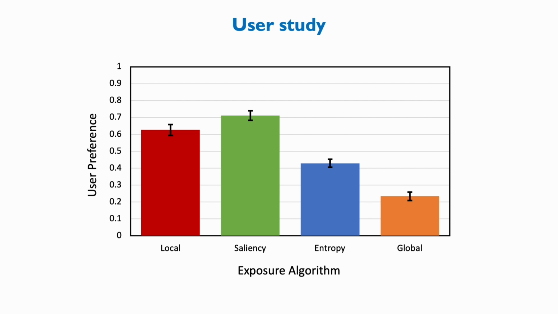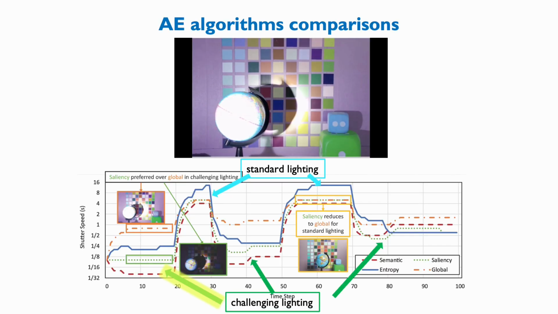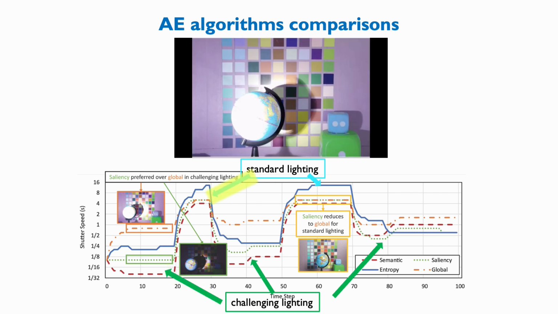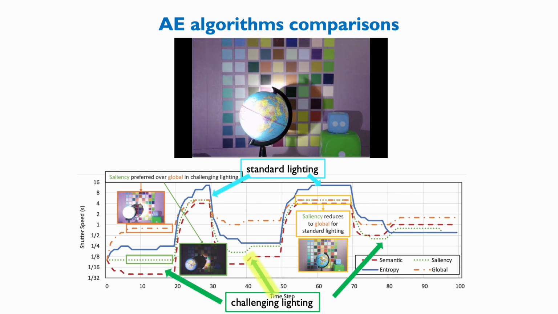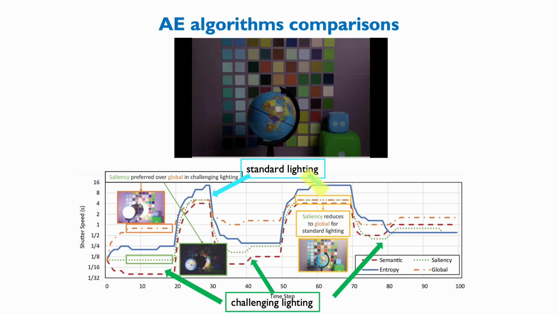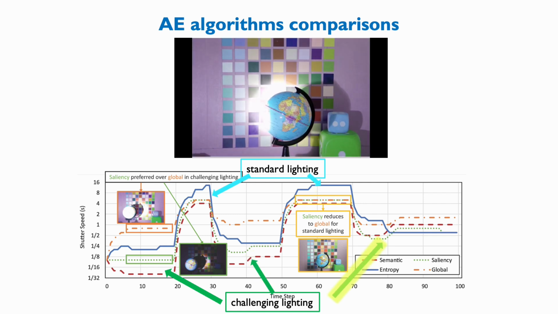We then conducted a forced choice user study to compare these algorithms. We found that our proposed saliency method was ranked the highest. The reason users seemed to prefer the saliency method was because in challenging lighting, the saliency algorithm would differ from traditional methods like the global algorithm. This is because the saliency method prioritized objects like the globe over the background.